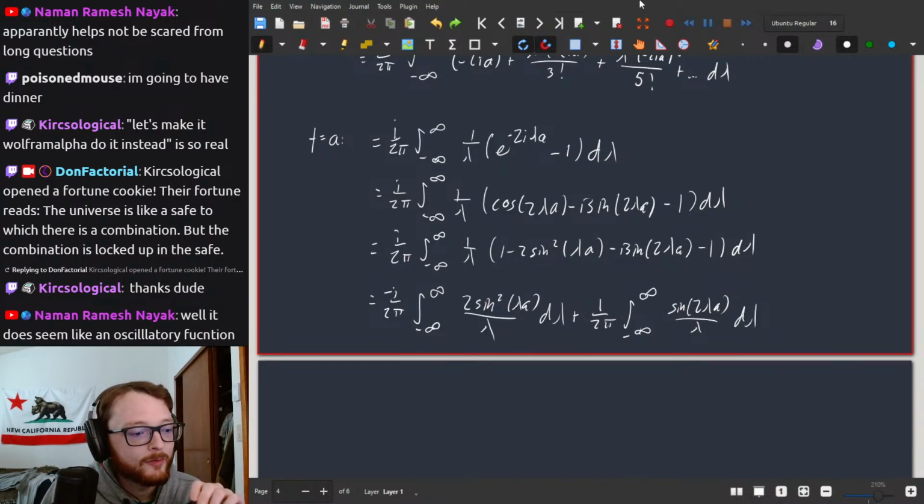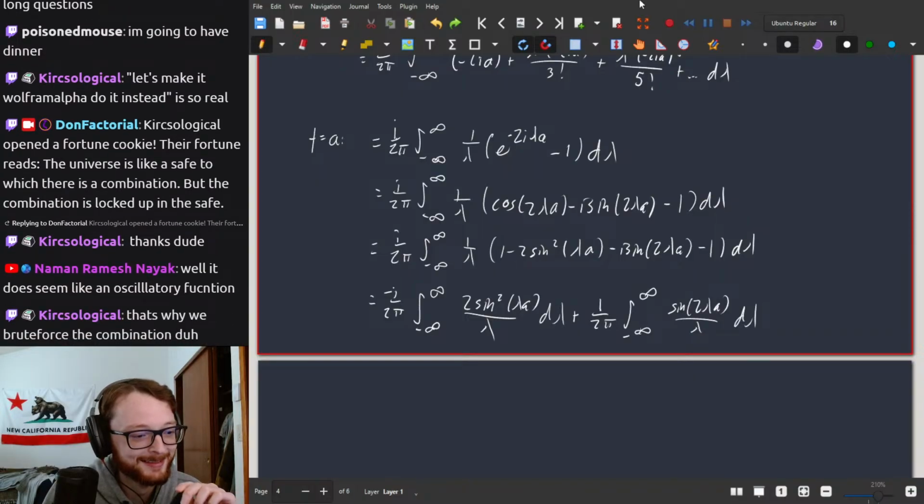The universe is like a safe to which there is a combination, but the combination is locked up in the safe. I guess so, yeah.